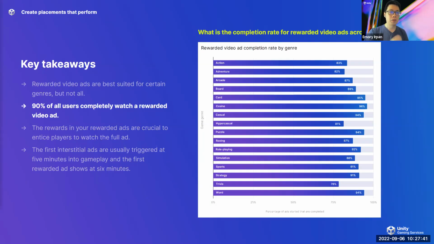Overall, nearly 90% of users completed watching the ad to receive the reward. And this was fairly high across all genres and really showed that the rewarded video ad format is an engaging way to monetize users while still rewarding them for their time, but not asking them to spend money. Because as you know, the payer conversion rate is actually pretty low.